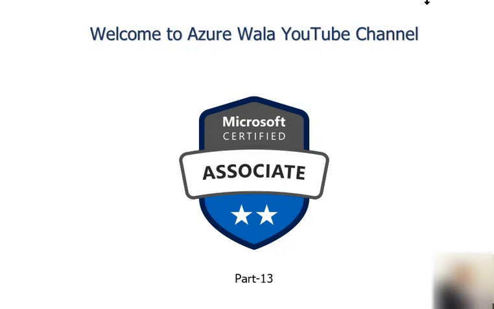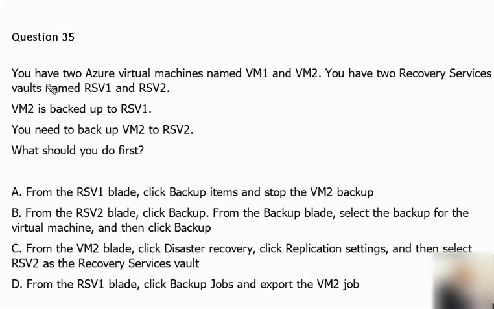Let's go to 35. You have two Azure virtual machines named VM1 and VM2. You have two recovery services vaults named RSV1 and RSV2. VM2 is backed up to RSV1. You need to back up VM2 to RSV2. What should you do first?